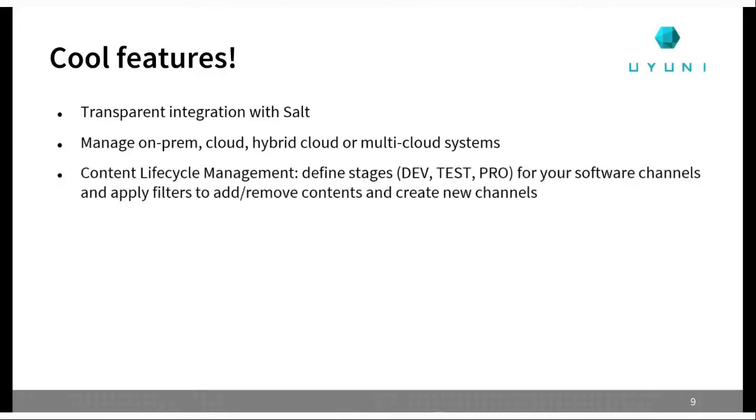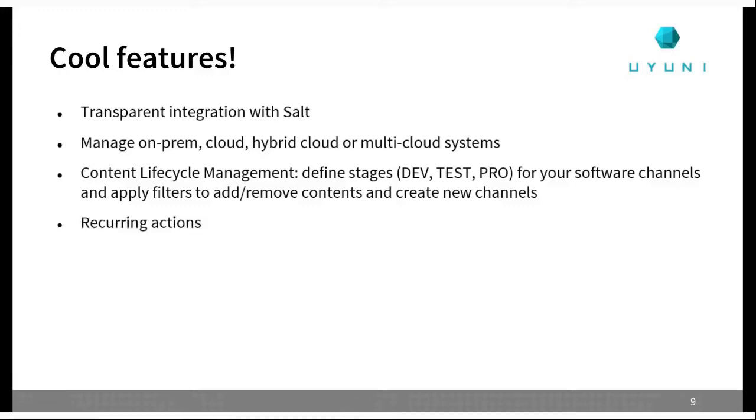You have this new feature, which is content lifecycle management, which allows you to define projects and stages for your software channels to match your environments. It is rather useful, for instance, if you want to make sure that you evolve the packages or the software that you distribute. You can also use filters to add or remove contents. It also allows some nice features, like if you are using RHEL or CentOS 8 or one of the RHEL clones, you can take a modular repository and flatten it into a normal repository.